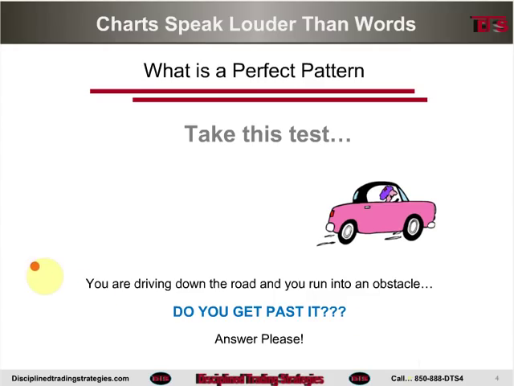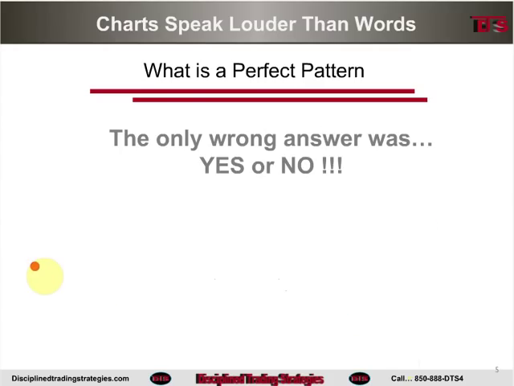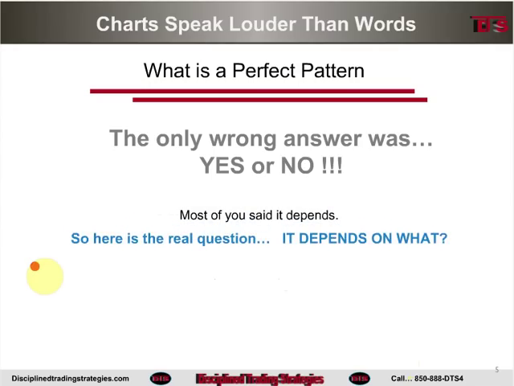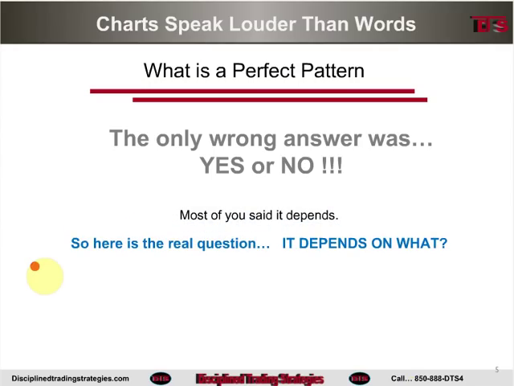Here's my answer. The only wrong answer was yes or no. Why is the only wrong answer yes or no? Well, because I think it depends on at least one of two things. So let me ask you that question. Most of you said it depends, and you actually did. See, I knew that before you said it because I had it typed on the screen. So here's the real question.